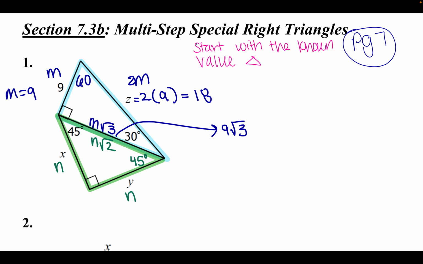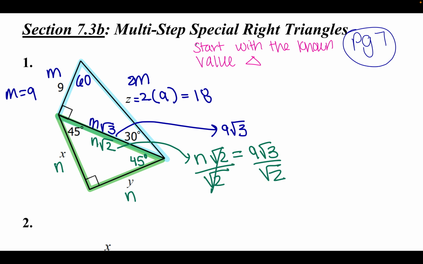So now in this green triangle, we have n square root of 2, n, and n. Now remember, we found this shared side to be 9 square root of 3. So in the green triangle, we know that n square root of 2 is equal to that 9 square root of 3, because again, that's that shared side. So we can use that to find our n value, which will get us x and y. So we're going to just divide both sides by square root of 2.